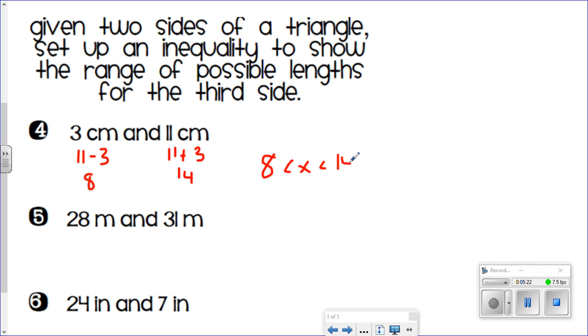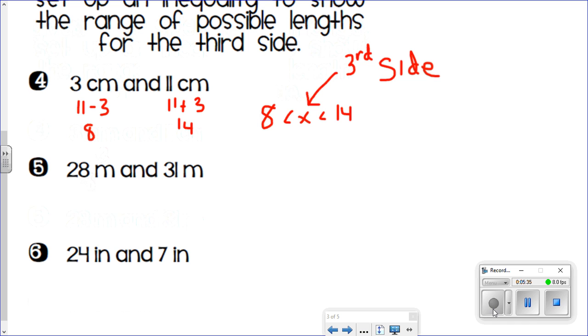What that means is x, which is your third side, can be between 8 and 14, but does not include 8 or 14. Remember, we can't get an exact number, but we know what numbers it falls in between. It doesn't have to be an integer. It could be 8.2 to 13.999. Any of those values work.